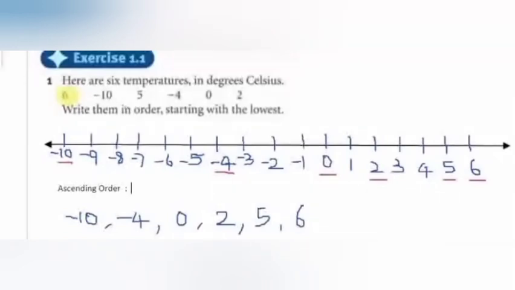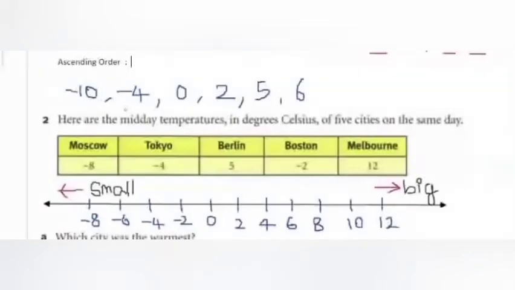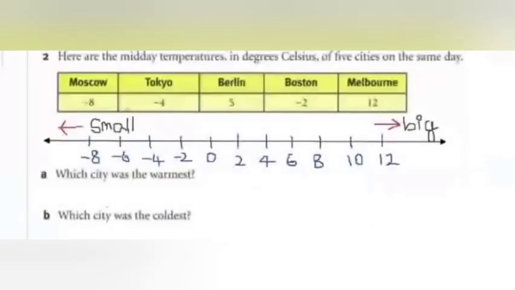Okay. Now we go to the second question. Here are the midday temperatures in degrees Celsius of 5 cities on the same day. Moscow is -8 degrees, Tokyo is -4, Berlin is 5 degrees, Boston is -2, and Melbourne is 12 degrees Celsius. How are we going to answer this question? We can make use of the number line as we did in the first question, which will help you very easily to answer these questions.